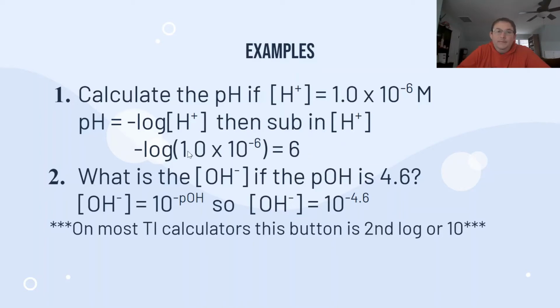Now, if this number right here is exactly 1, and this is a negative something, then your pH is going to be whatever this positive integer would be here, as you see here. But it's not always that simple.